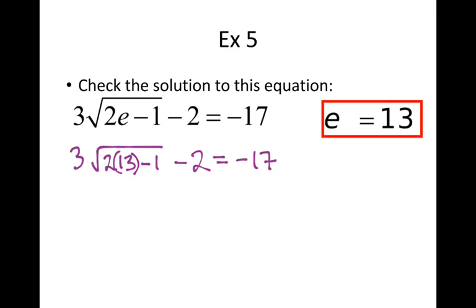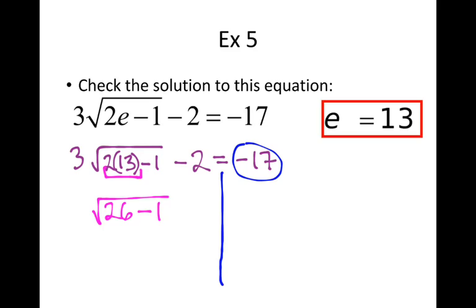All right, so let's simplify. The right side we actually don't need to simplify because it's already simplified, right? So we just need to worry about the left side. On the left side, PEMDAS is a little weird here. We want to think about this square root as being inside of parentheses. So inside of the square root, we're going to do the multiplication first. What's 2 times 13? 26. I'm going to bring down that minus 1 in there, and that all goes in the square root. The 3 goes out front, and the minus 2 behind.